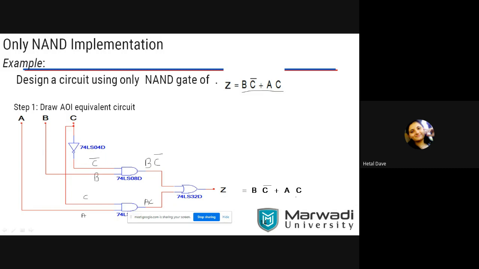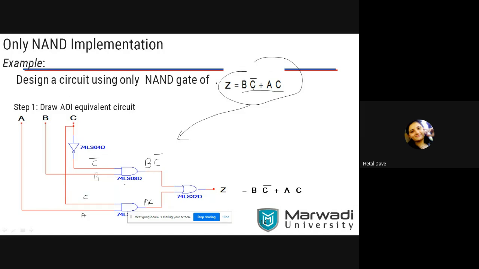This is the AOI representation of this function. This is called a Boolean function, and this is called its AOI equivalent circuit: a circuit using AND gate, OR gate and NOT gate. Is there any doubt?